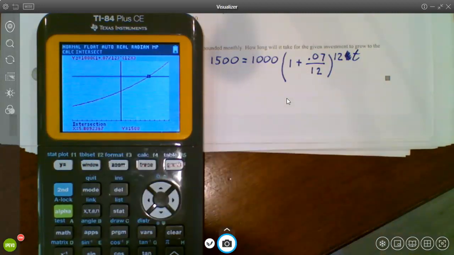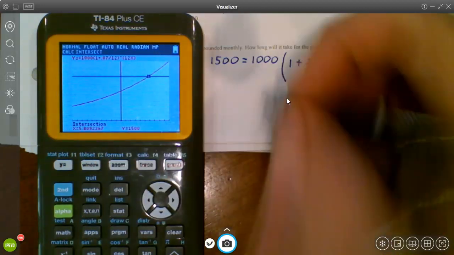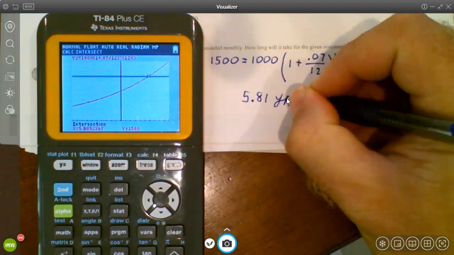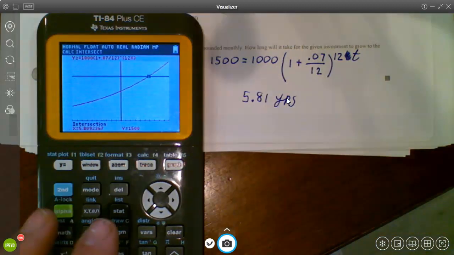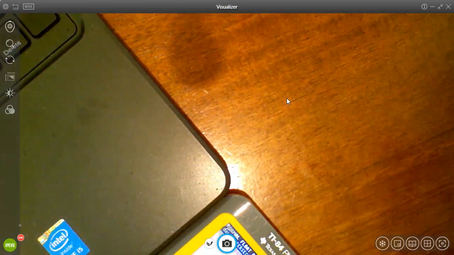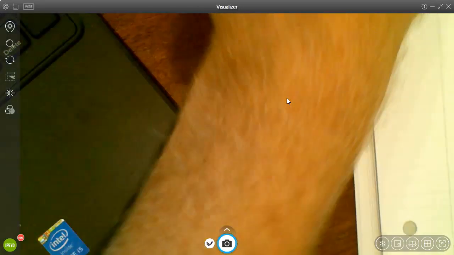So about 5.81 years is what we'd be looking at. So we could certainly use logarithms instead, but we can take advantage of that calculator sometimes.